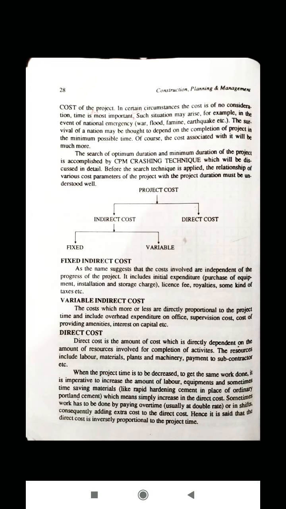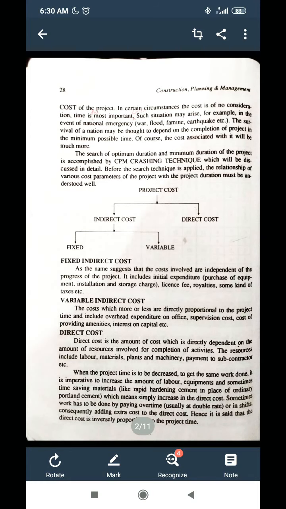This entire process of finding the optimum duration and the minimum duration of the project is obtained by the CPM crashing technique, which we will be discussing using certain examples. But before that, let us see what the cost components are. Every project cost has two components: indirect cost and direct cost. Indirect cost can be further divided into fixed and variable cost.